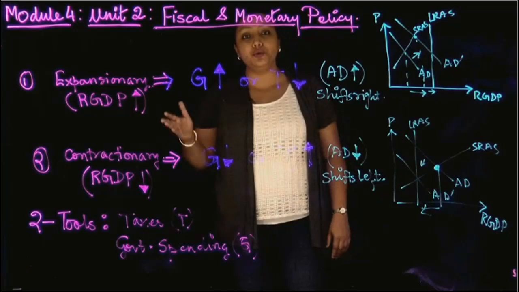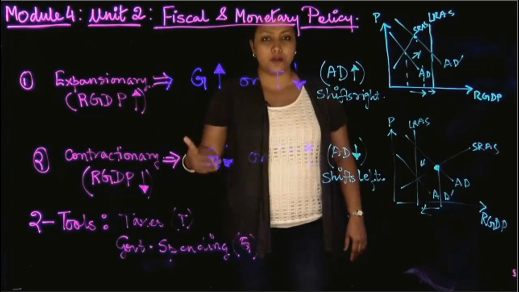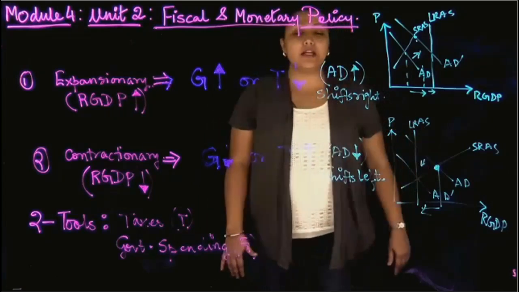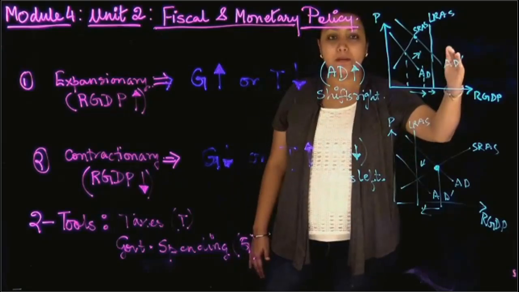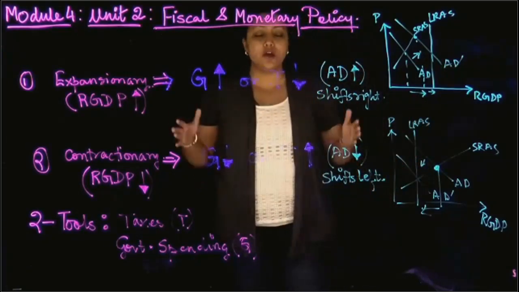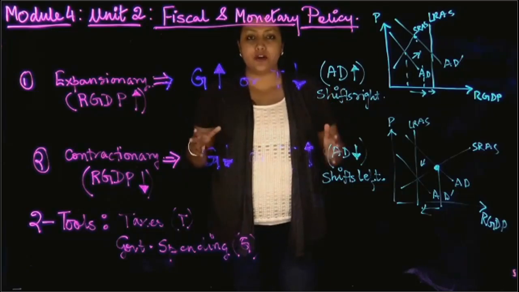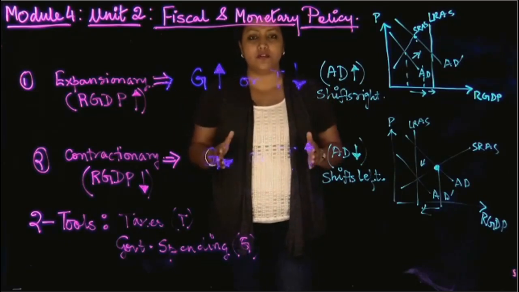Now one thing for you to remember is that whether it is fiscal or monetary policy, it always will work through the demand side. It will always work through a shift of the aggregate demand curve. A fiscal policy or a monetary policy will never work through the supply side of the economy. It will always work through the demand side of the economy.